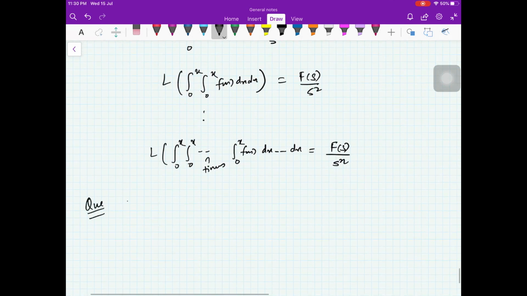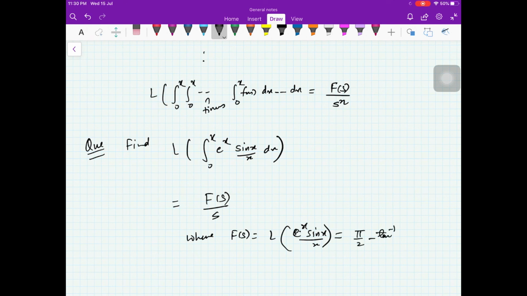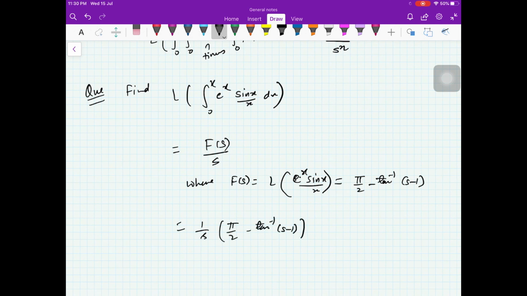So let us look at one problem. Find L of the integral from 0 to x of e raised to power x sin x by x dx. Using this formula, this is equal to F(s) upon s, where F(s) is the Laplace transform of e raised to power x sin x by x. We just found it to be pi by 2 minus tan inverse of s minus 1, in the last question. So this is equal to 1 by s times pi by 2 minus tan inverse of s minus 1.